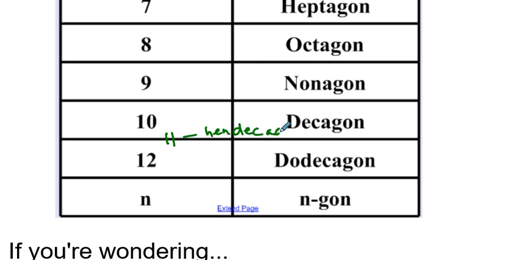Hen comes from, I believe, a Greek prefix meaning eleven. And then as we go bigger than that, there are names for these. You can look them up. Wikipedia has a whole bunch, maybe up to 100, or maybe not that far, but they have a bunch of them, and we really don't use them on a regular basis. So we'll call them n-gons. For example, if we had say a 36-sided shape, we would just call it a 36-gon.